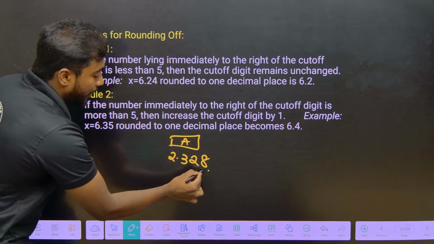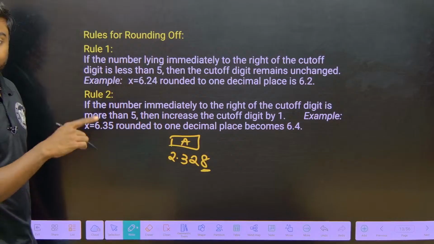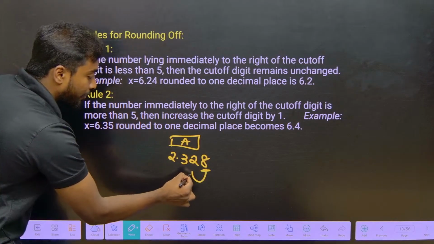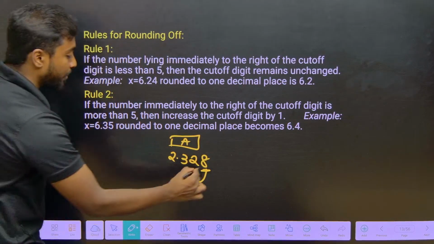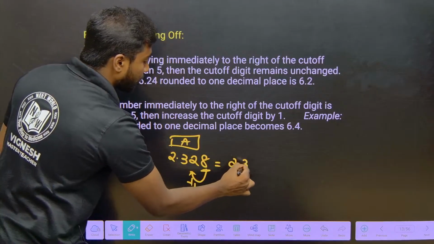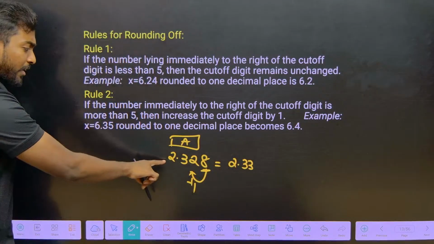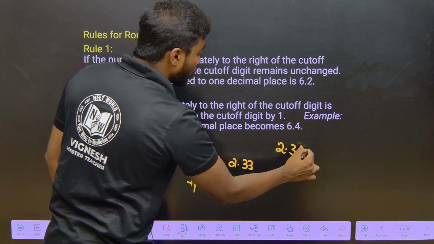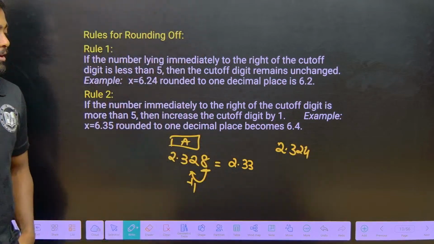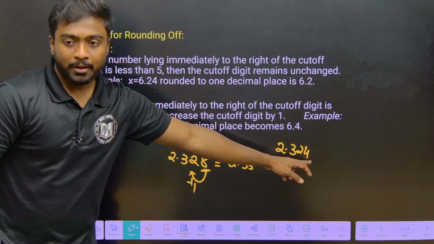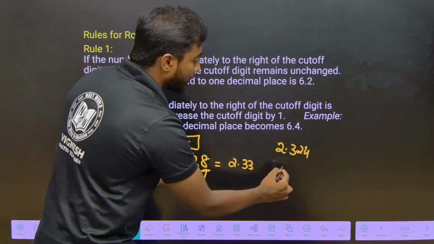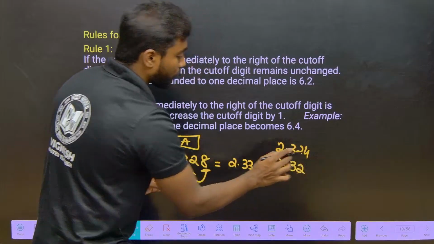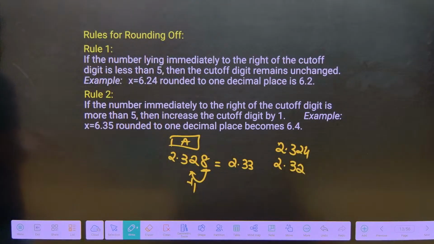So I should see the last number. If it is greater than 5, the previous number should be increased by 1, which means 2.33. Suppose I take the same number, but the last number is 2.324. The number is less than 5, so no need to do anything, write as it is, 2.32, that's it.